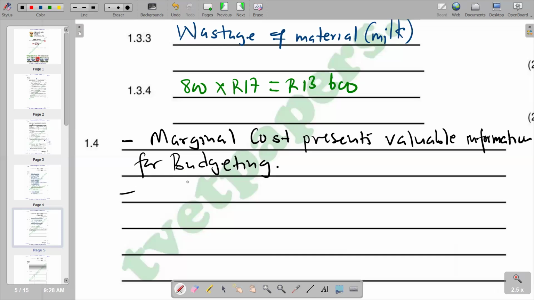And the second advantage, it is very simple to understand and easy to operate or apply because it doesn't take all the total costs into account. Remember, we said total costs also include fixed costs. But in this sense, we are only taking into account the variable cost. It is simple.